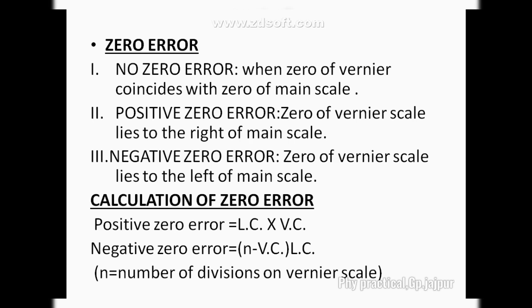There are three types of zero error. First is your no zero error, second is your positive zero error, and third is your negative zero error. First is your no zero error. When zero of vernier scale coincides with zero of main scale, that is no zero error. Second is positive zero error. Zero of vernier scale lies to the right of main scale, that is positive zero error. Negative zero error. Zero of vernier scale lies to the left of the main scale.